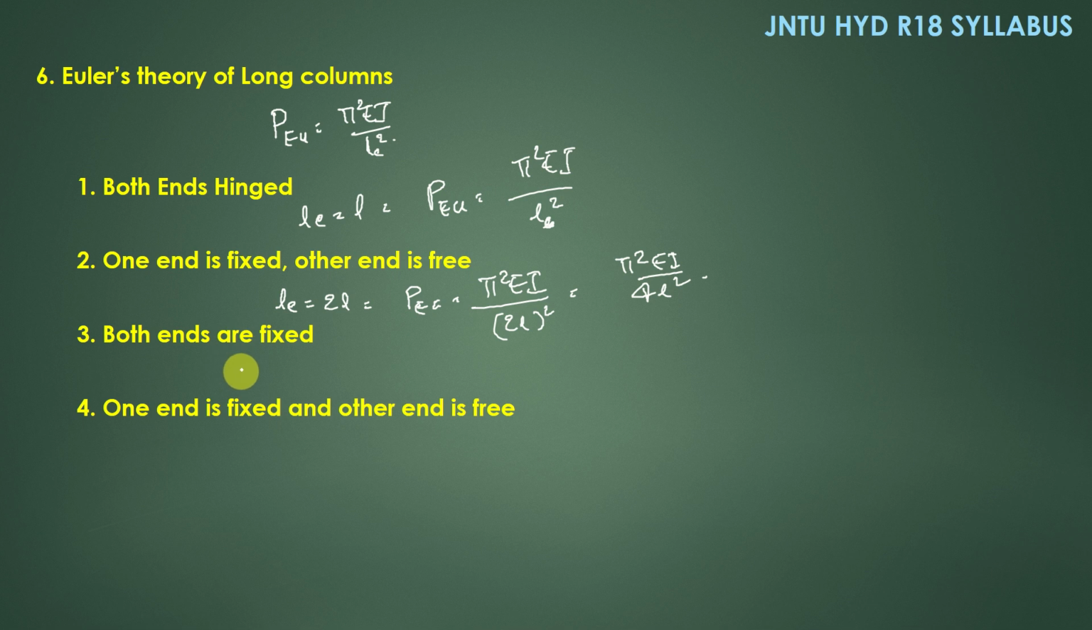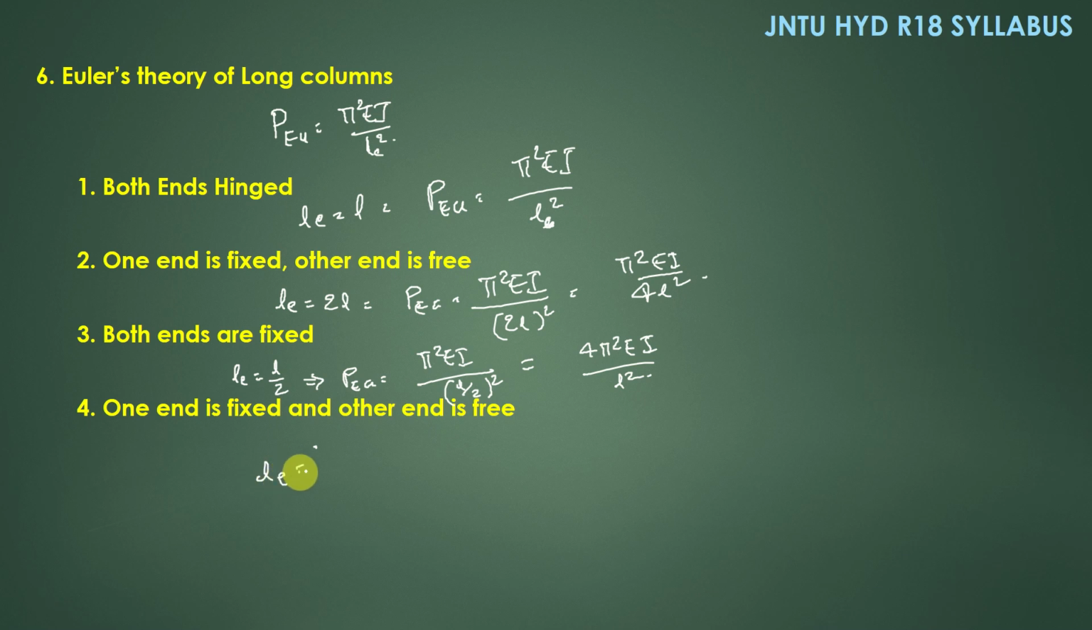And now both ends are fixed. In such cases, the effective length will be L by 2. And now Euler's load will become pi square EI by L by 2 whole square. So in the place of LE, I substitute L by 2. Now I'll get it as 4 times pi square EI by L square.